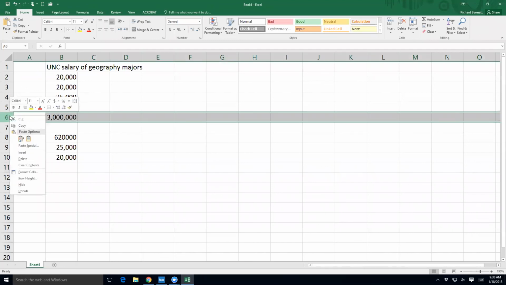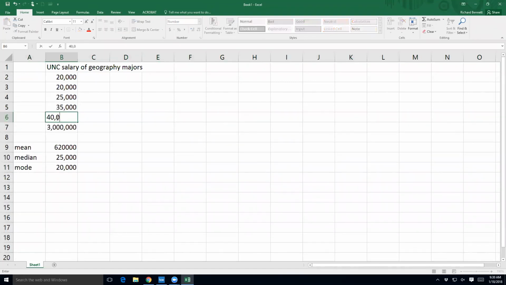20,000 is the most common salary here. Now, let's say that I insert another student here. Another student makes 40,000. Now, that changed my mean, but of course now, instead of dividing by 5, I need to divide by 6, because now I've got 6 students here.